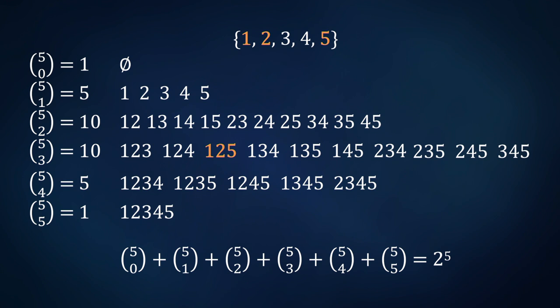And since we have 2 choices for the number 1, either we include it in the subset or don't, and 2 choices for the number 2, 2 choices for the number 3, and so on, then the number of possible subsets is 2 times 2 times 2 times 2 times 2, 2 to the 5th power.